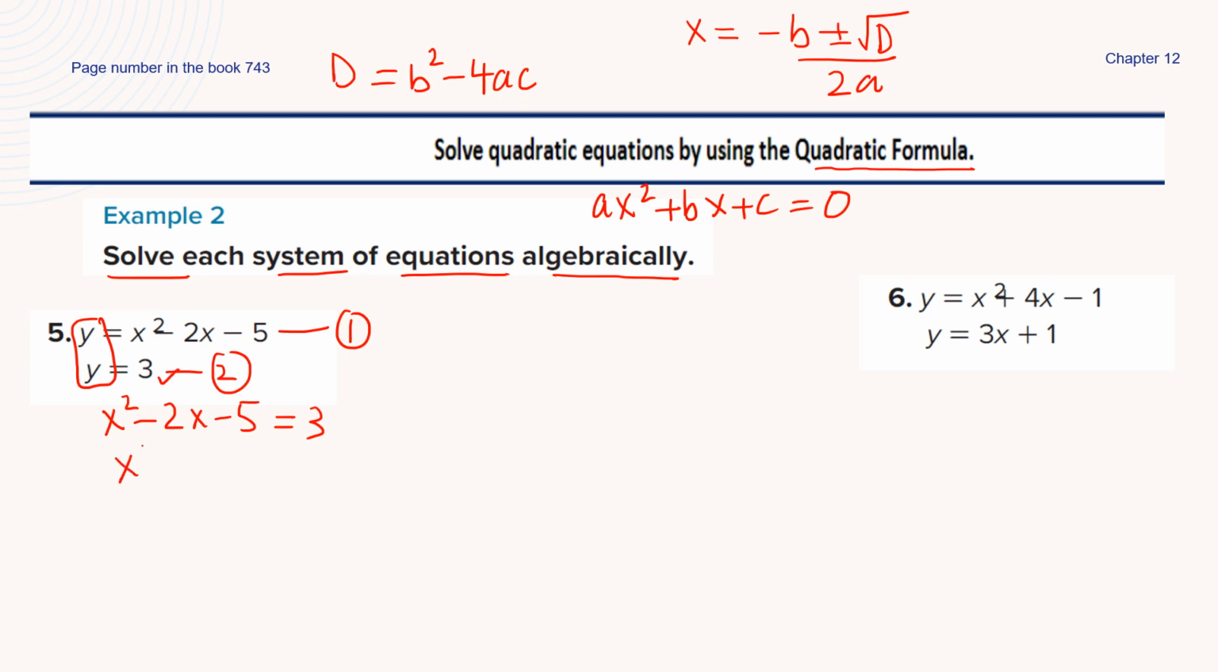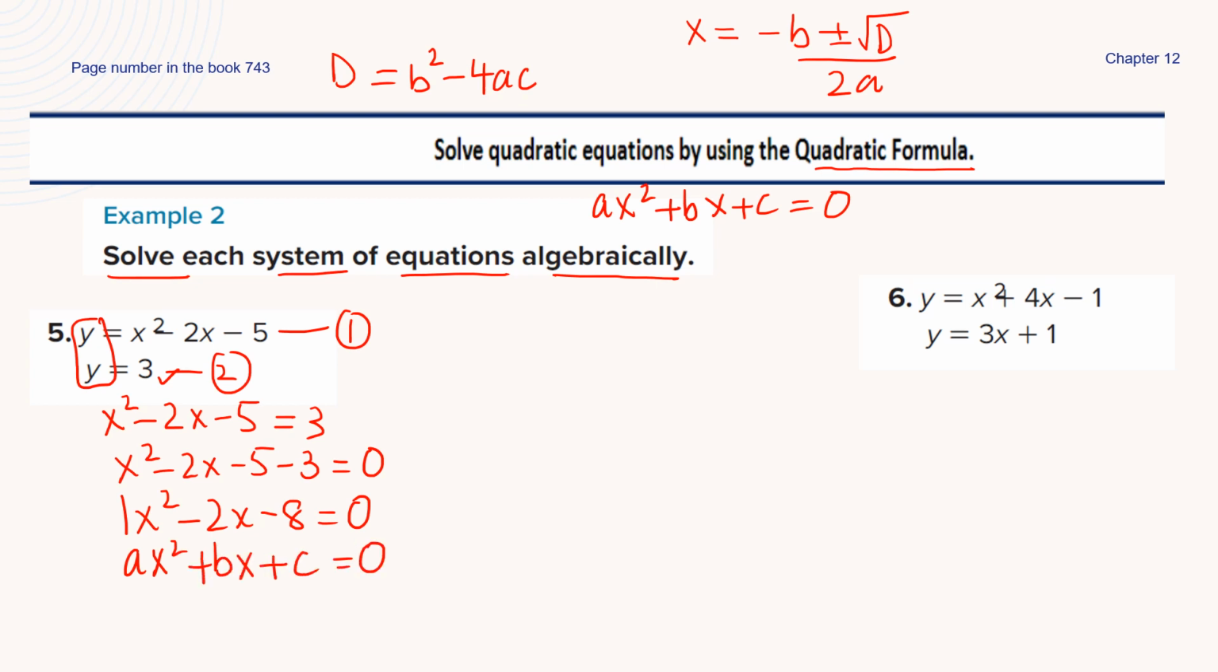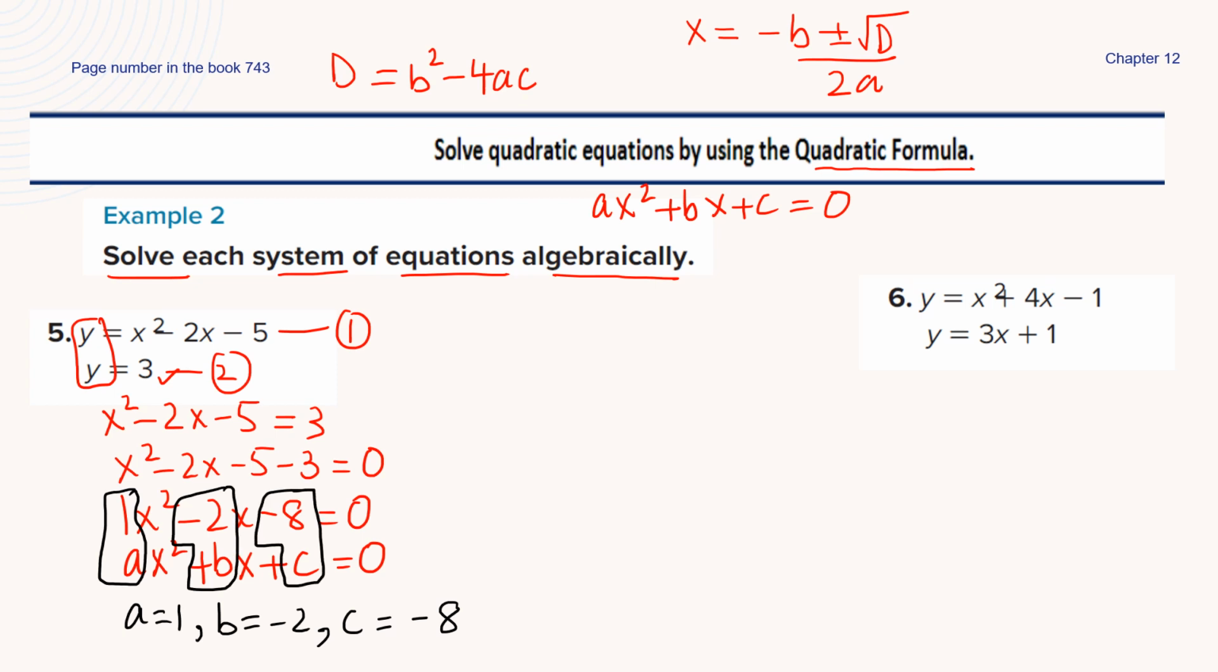Okay, so now I take 3 on the other side. This becomes x square minus 2x minus 5 minus 3 equal to 0. So the quadratic equation that you have got is this one. Now if you compare it with ax square plus bx plus c equal to 0, then your a is 1, b is minus 2 and c is minus 8. I hope you are able to see how I'm getting these values of a, b and c. So let me just highlight here for you. So this is how you are comparing and getting your a, b, c.